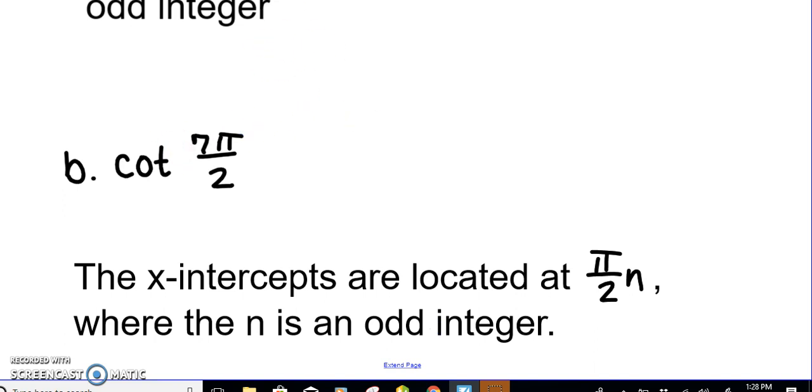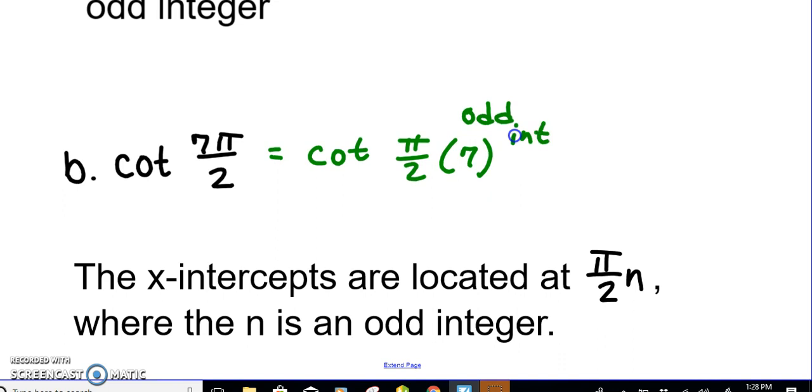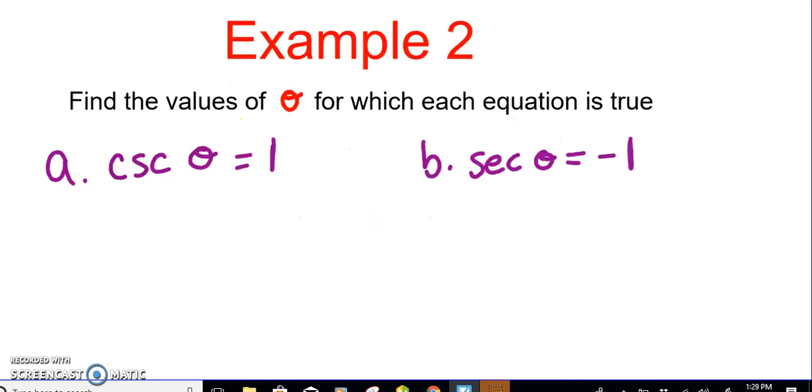So here, we can rewrite this as cotangent pi over 2 times 7, and 7 is an odd integer. So if that happens, that means cotangent 7 pi over 2 should equal 0, because that's your x-intercept. Okay, so not bad. We can do that quick.